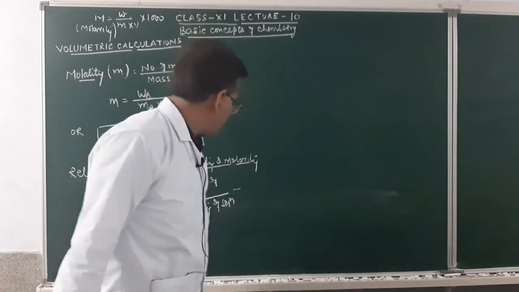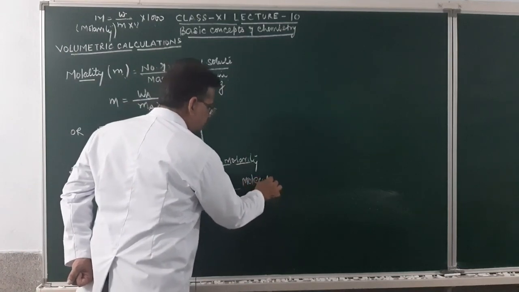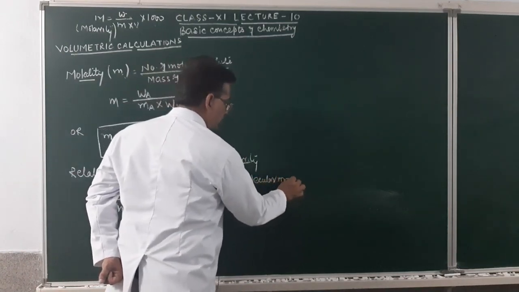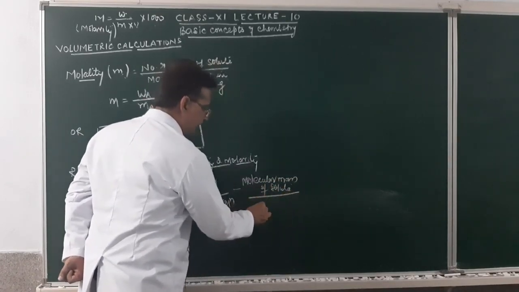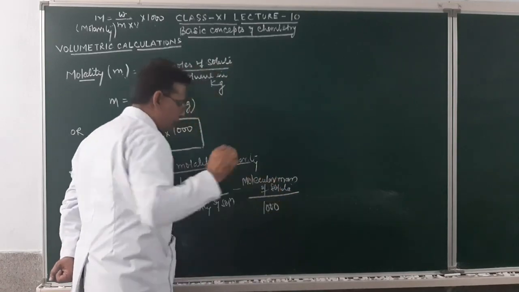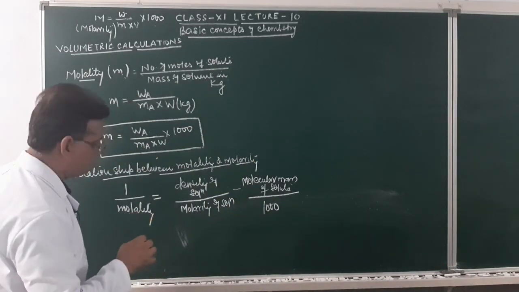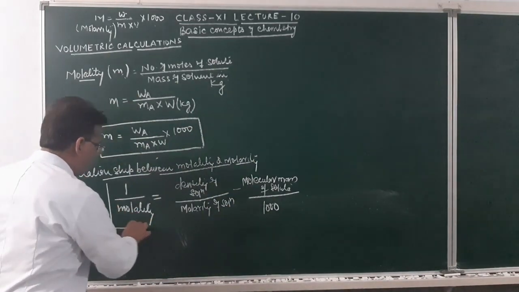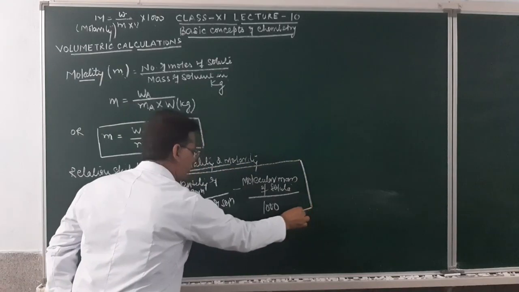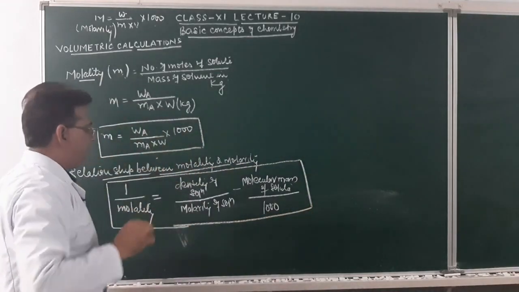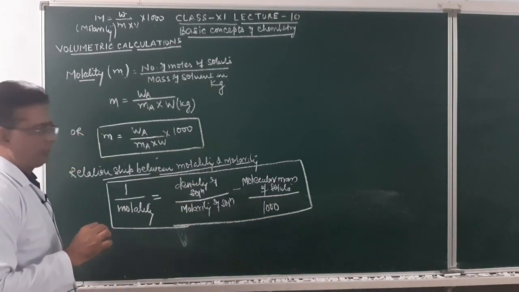Am I clear? Minus molecular mass of solute upon 1000. Is it clear? So, how do we find out the molality of the solution? 1 upon molality of the solution will be equal to the density of the solution upon molarity of the solution minus molecular mass of the solute upon 1000.